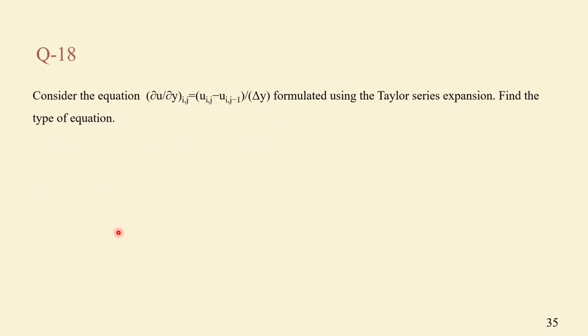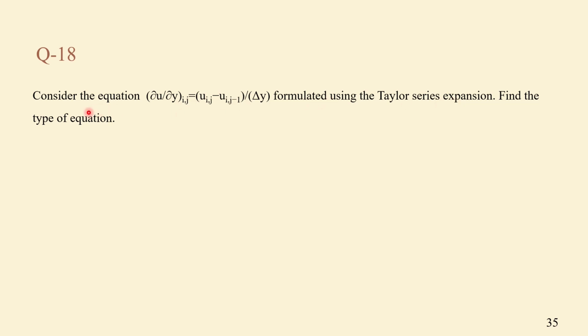In question 18, it is given: consider the equation dou u by dou y at i comma j is equal to u i comma j minus u i comma j minus 1 by delta y. What is this? This is a backward difference formula, because here i comma j is the point, but we are using i comma j and i comma j minus 1. This is obtained from the Taylor series expansion for the backward difference approach.